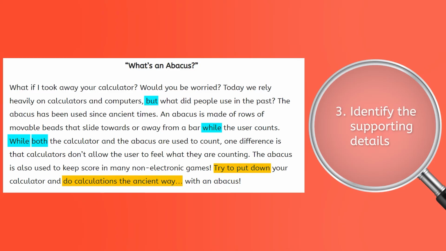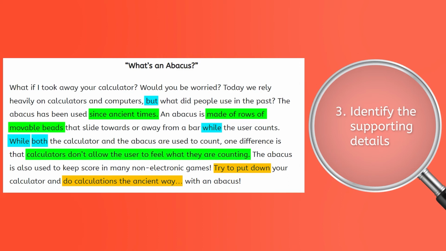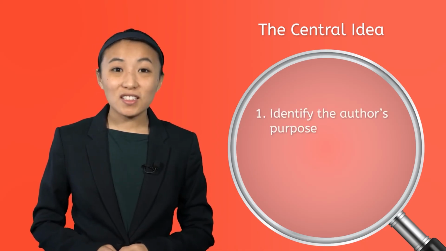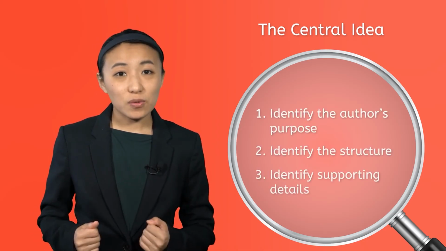Clue 3. What are the supporting details? Pause the video and take a look. The supporting details are, since ancient times, made of rows of movable beads, calculators don't allow the user to feel what they are counting, and used to keep score. These all help to emphasize something about the abacus for us, the reader. You found 3 clues. You know why the author wrote it, how they wrote it, and what details they used.